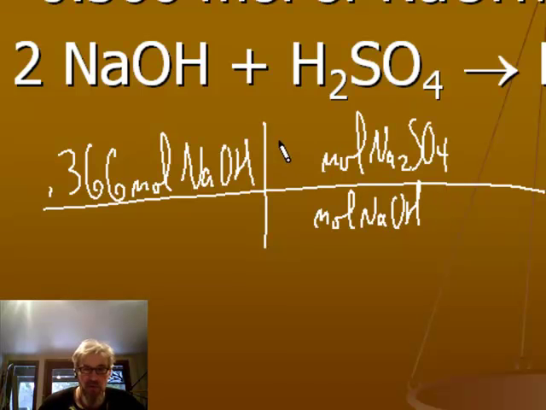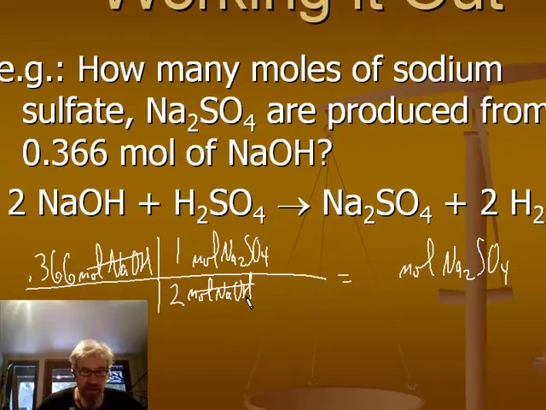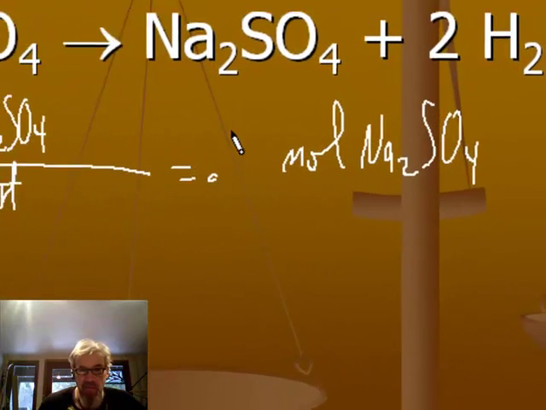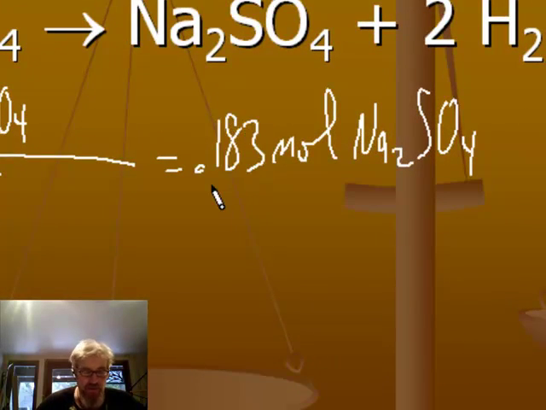The ratio? Well, in front of Na2SO4 is a 1. In front of NaOH is a 2. Moles of NaOH will now cancel out, leaving me with moles of Na2SO4, sodium sulfate, and that's what I want for my answer to be. When I take 0.366 and divide by 2, I come up with 0.183 moles of sodium sulfate.